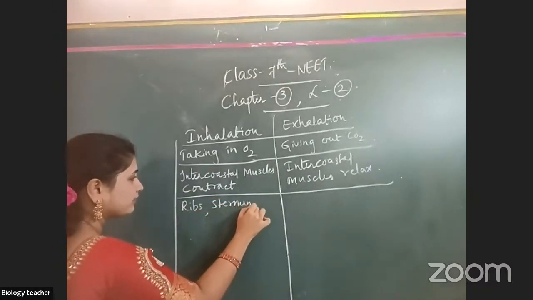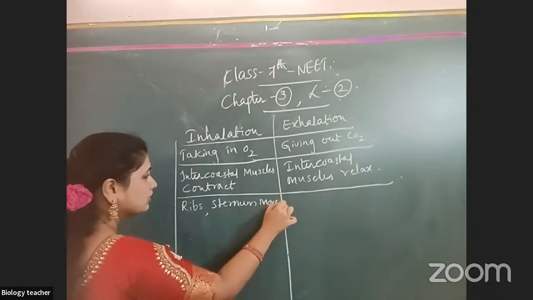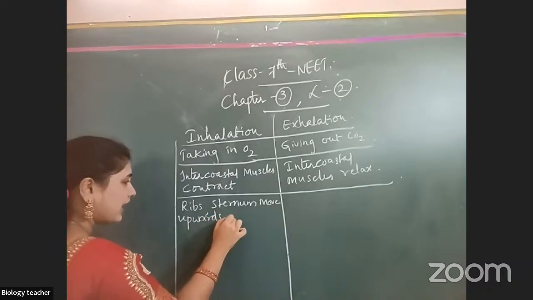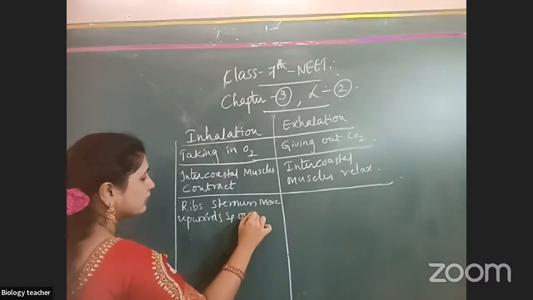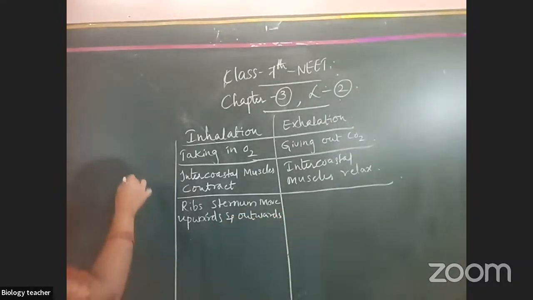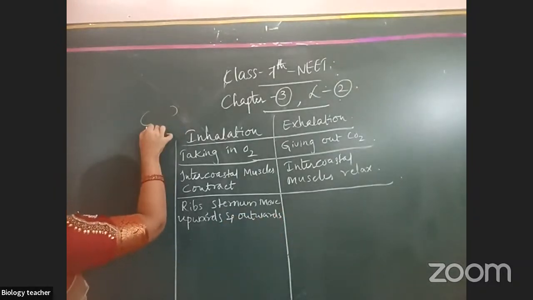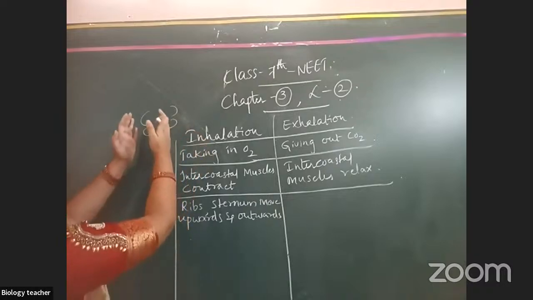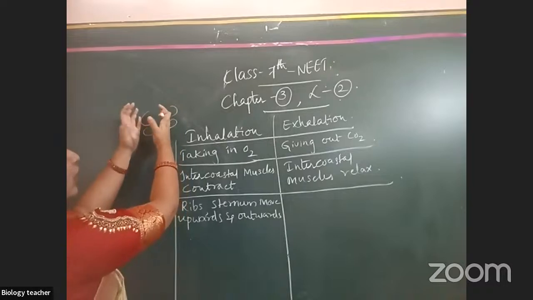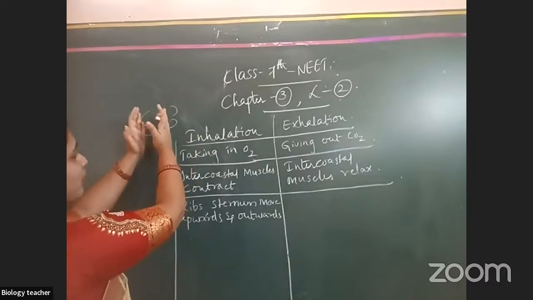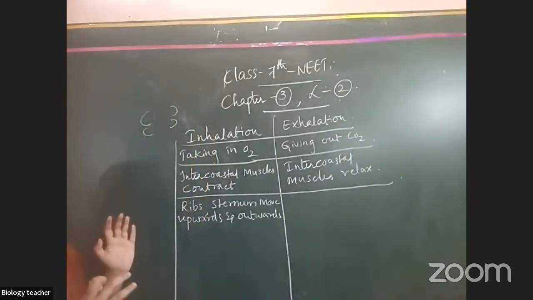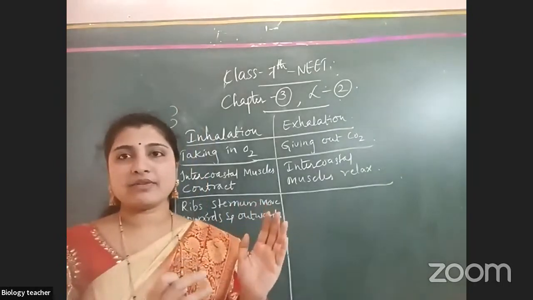Sternum moves upwards and outwards. Outwards means nothing but this. These are the ribs. When the lungs are taking in air, the volume will be increasing. So what happens? They will move like this, outwards, in order to increase the volume.